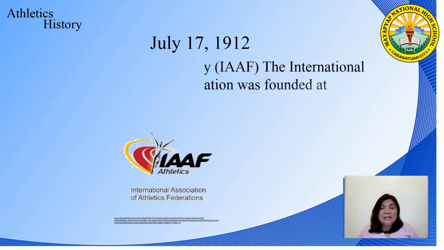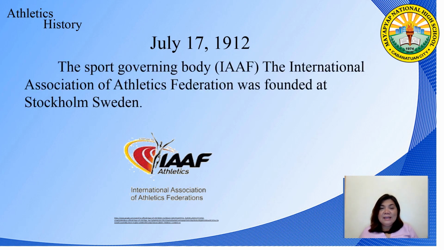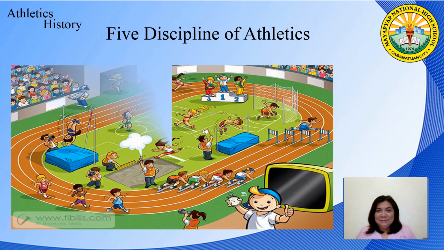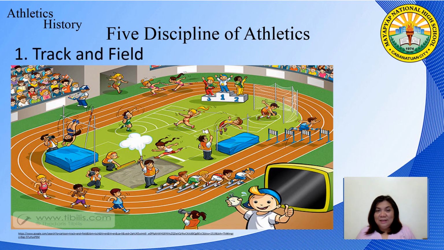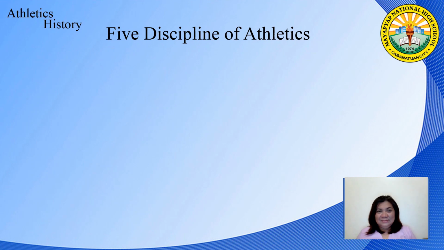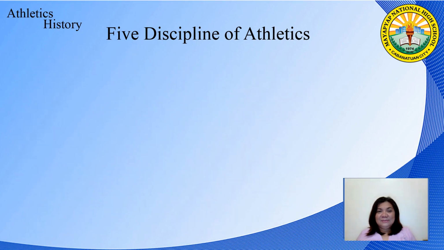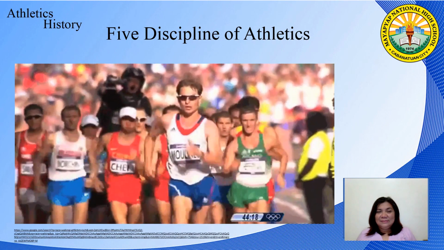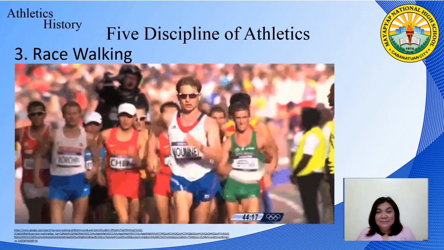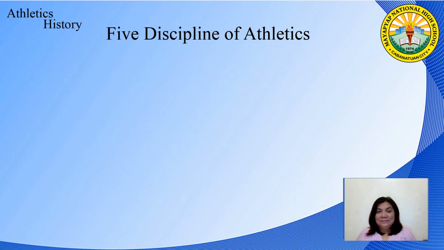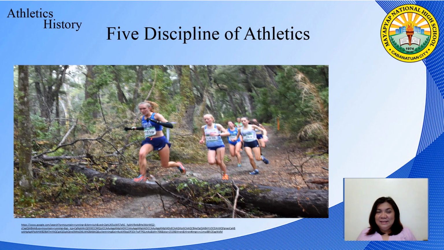On July 17, 1912, the sports governing body IAAF, the International Association of Athletics Federation, was founded at Stockholm, Sweden. The 5 disciplines of athletics. Track and field. Road running. Race walking. Cross-country running. And mountain running.